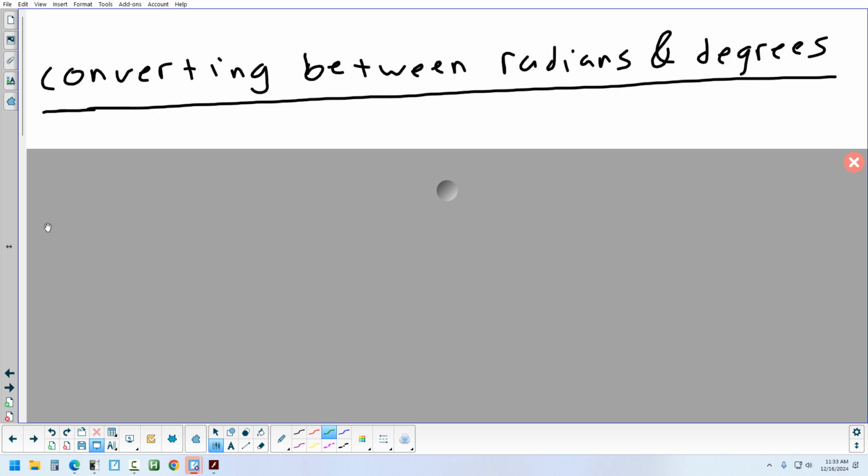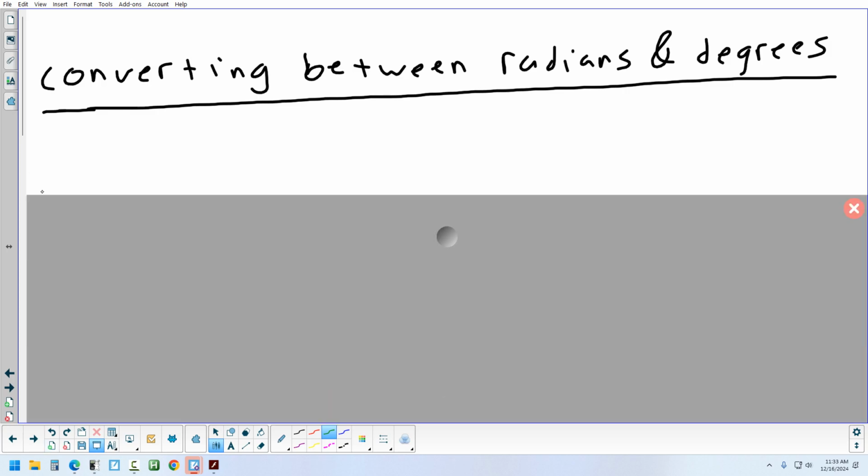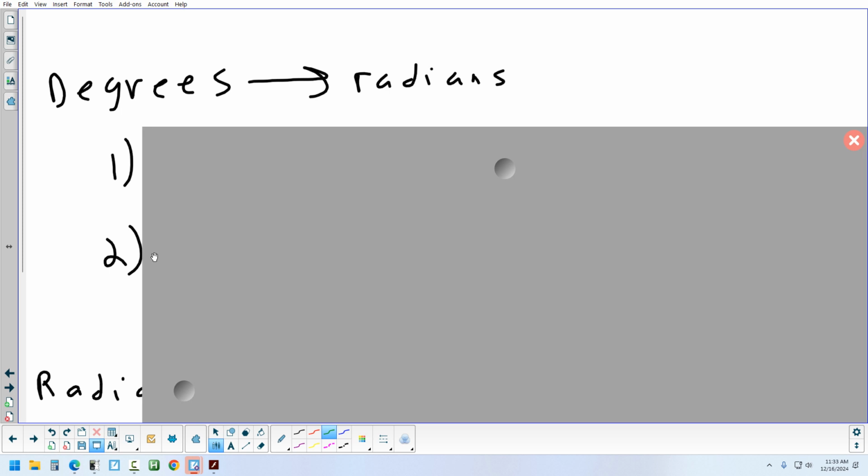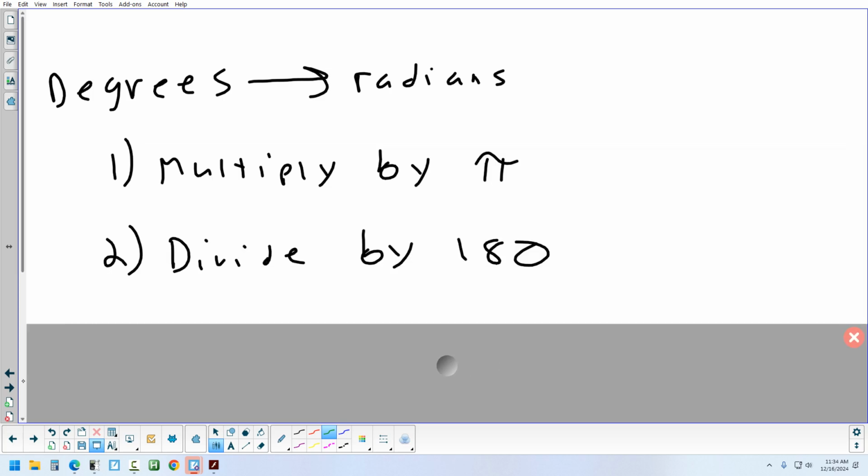Well, it involves 2 steps. What number comes up a lot when you're dealing with a circle? 360. Okay, degrees, 360 comes up a lot. Pi comes up a lot. Pi is going to be very important for converting between radians and degrees. If you want to convert from degrees to radians, there's 2 steps. One is to multiply by pi, and the second is to divide by 180.